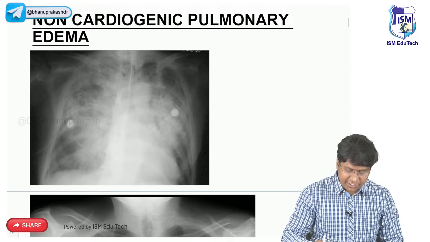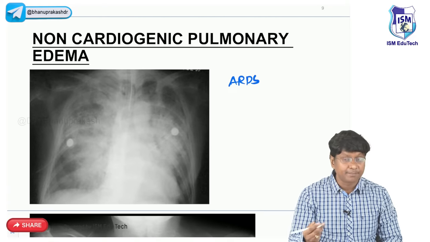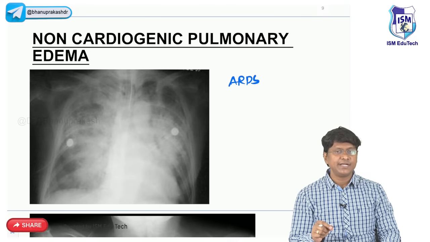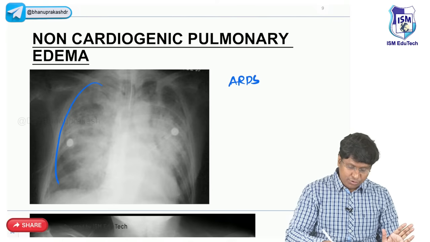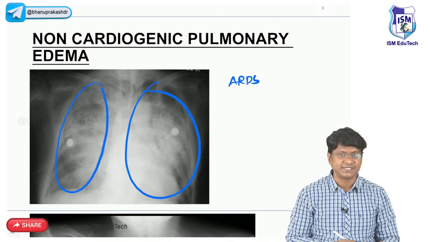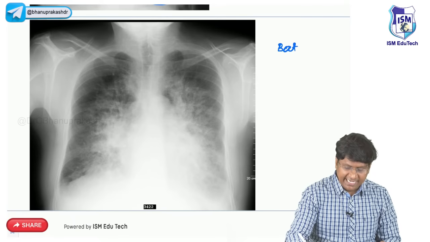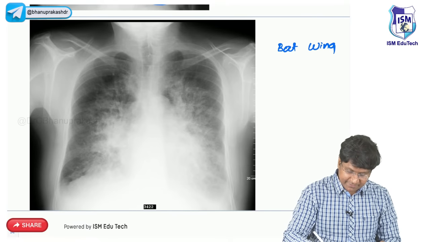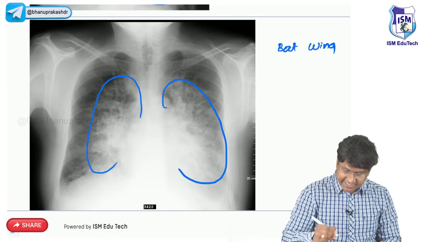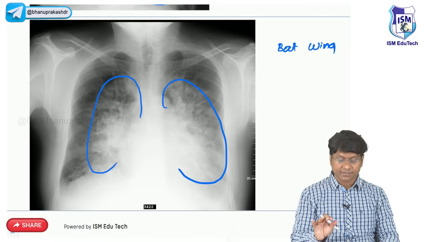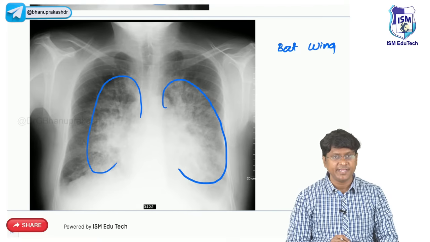Now you need to differentiate the chest x-ray in non-cardiogenic pulmonary edema, that is ARDS, from cardiogenic pulmonary edema. In non-cardiogenic pulmonary edema, you will have diffuse bilateral pulmonary opacities. That means throughout the lung, you are having this opacity. But in cardiogenic pulmonary edema, you have this characteristic bat wing appearance. That means perihilar interstitial infiltrates or alveolar infiltrates will be there. So that is the characteristic bat wing appearance in cardiogenic pulmonary edema, right?